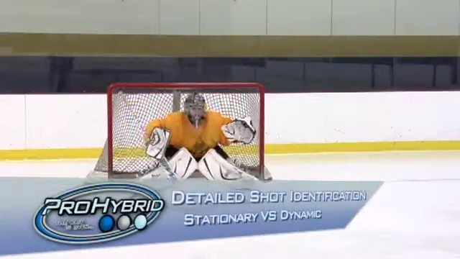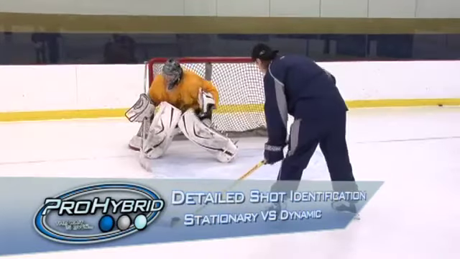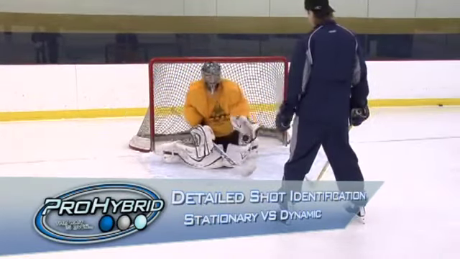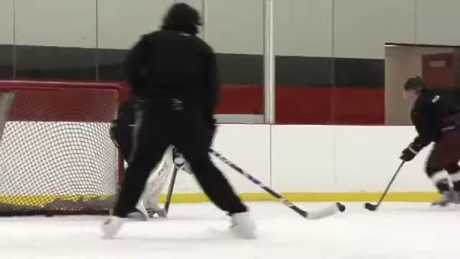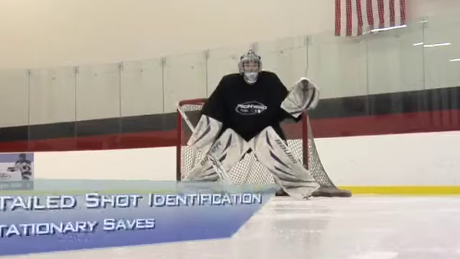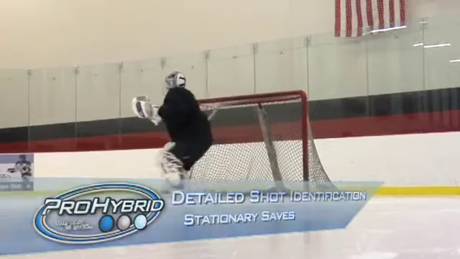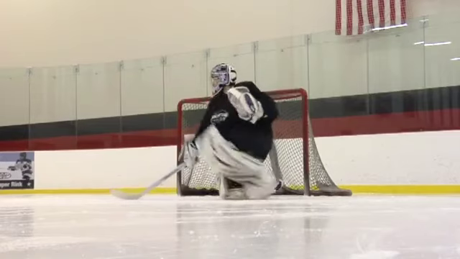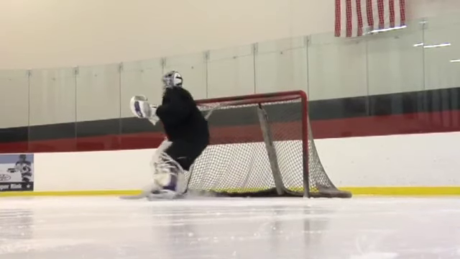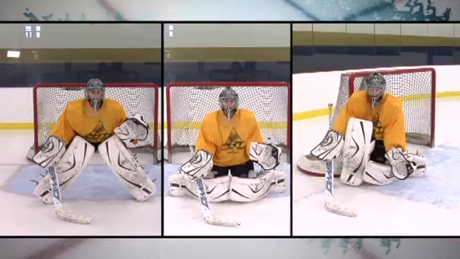Volume 1 established the difference between reacting and blocking saves. Now we will go further to break down save execution by understanding the difference between stationary and dynamic saves. A stationary save is a save we execute when our feet are set underneath our body before the shot is taken. A stationary save can be made in any of the 3 setups: stance, butterfly, or hybrid.